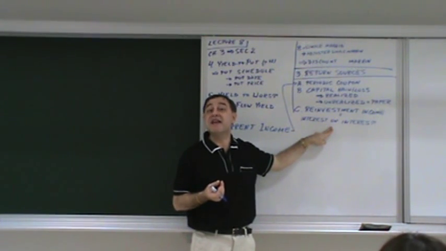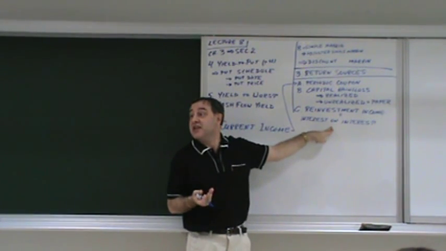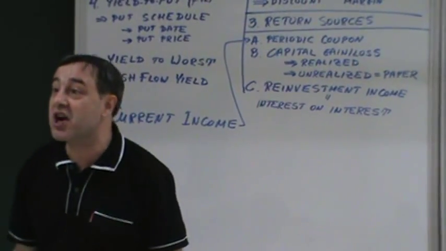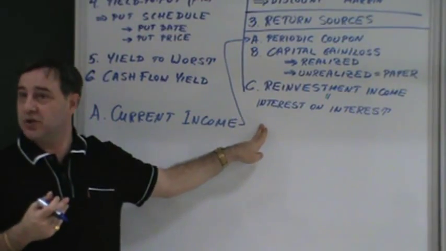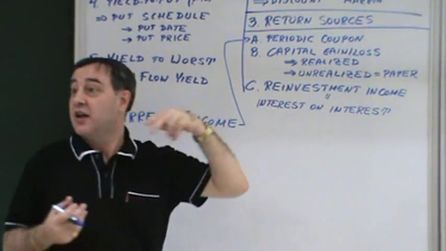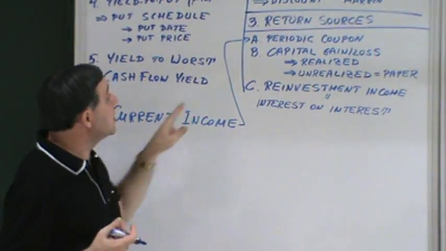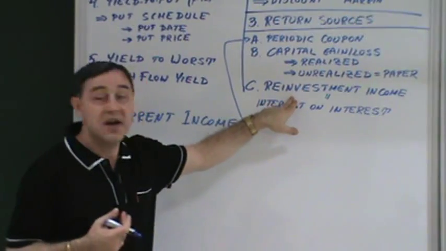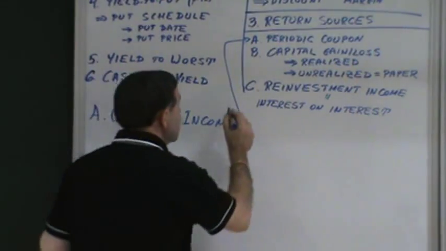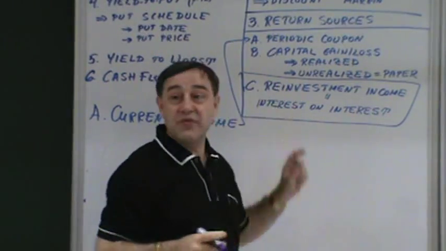If the security is paying very high interest, it is entirely possible that the interest on interest is a very big chunk of the, we call it now, total return. So, total return of a security, of a bond, is the return of the current income, the capital gains and losses, and the reinvestment income. So, for many long-term bonds, the dominant income is the reinvestment income.